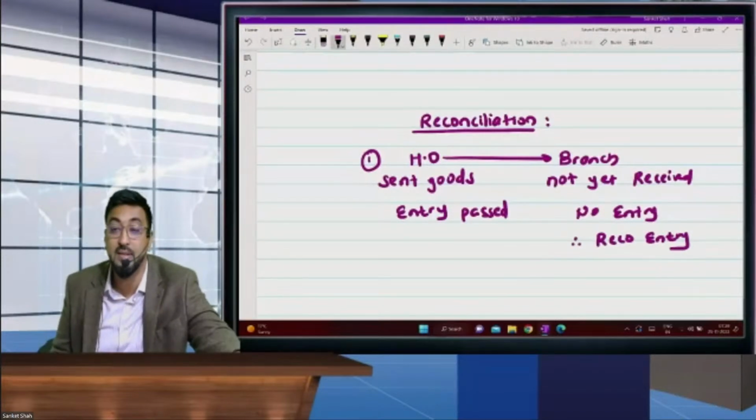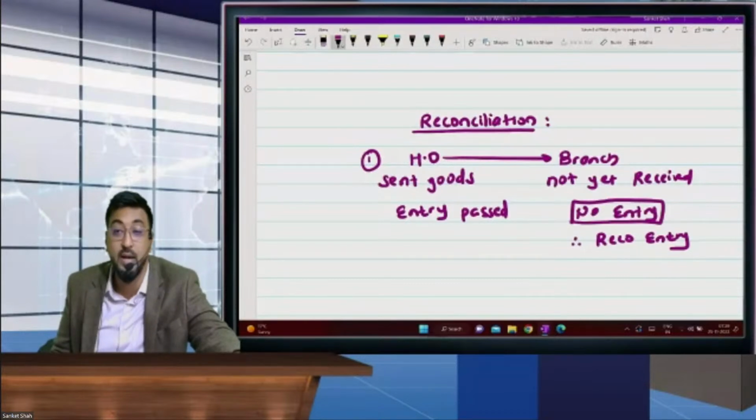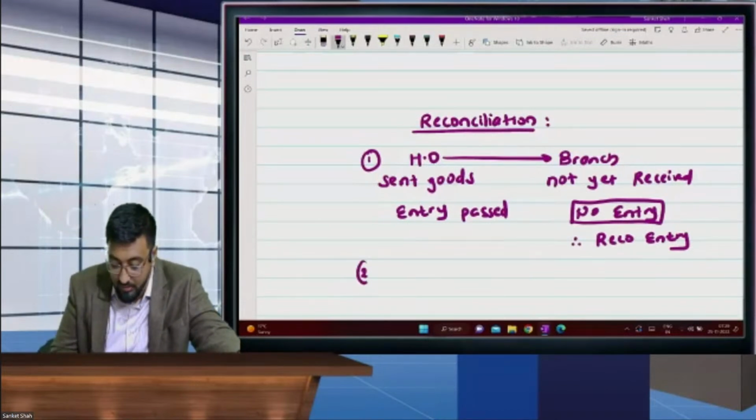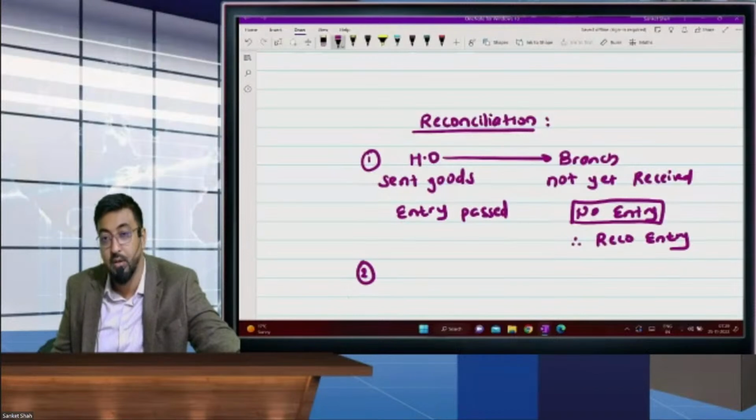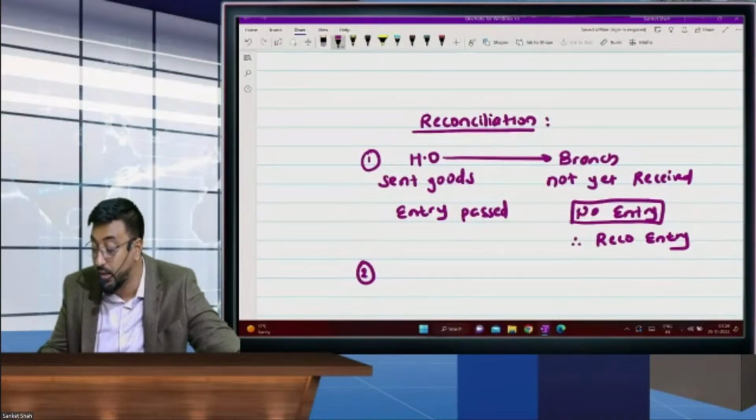Who will pass the entry? RICO entry is passed by the one who has not yet passed the entry. Okay. Chalo, now I am asking you one more question. Cash is remitted by branch to HO, but HO has not yet received the cash. So who passes the RICO entry?